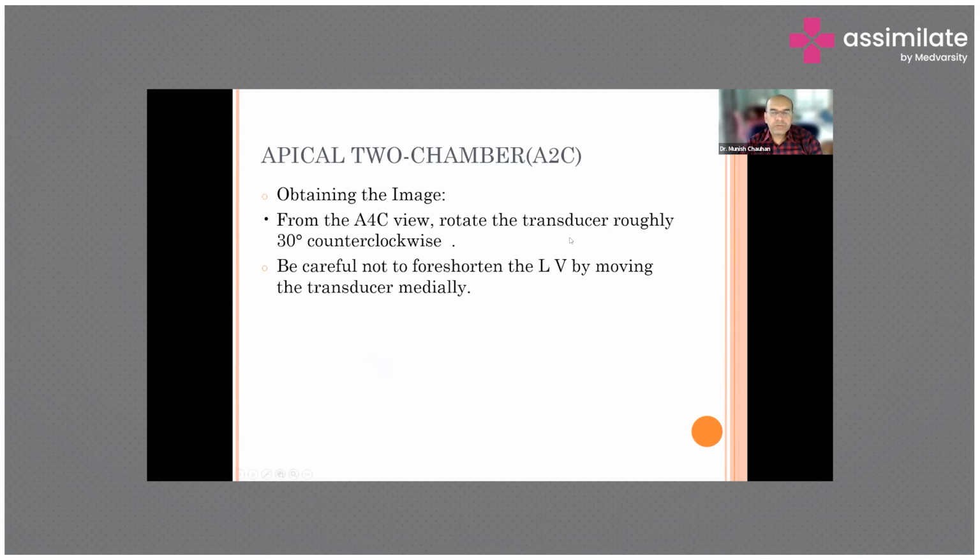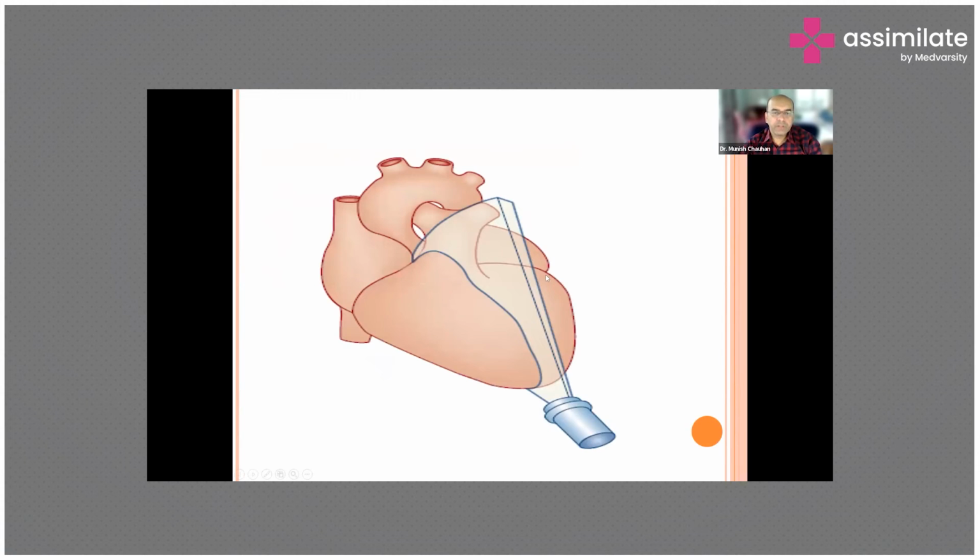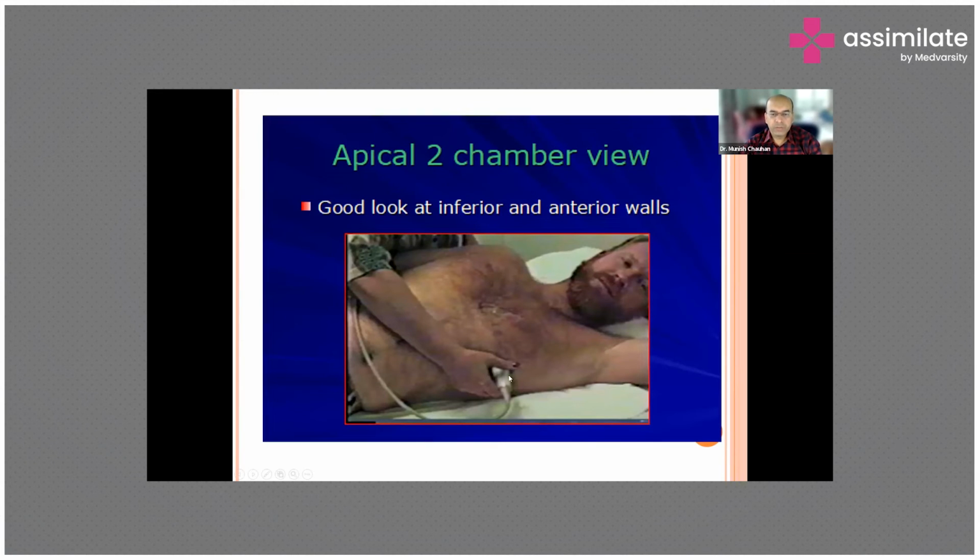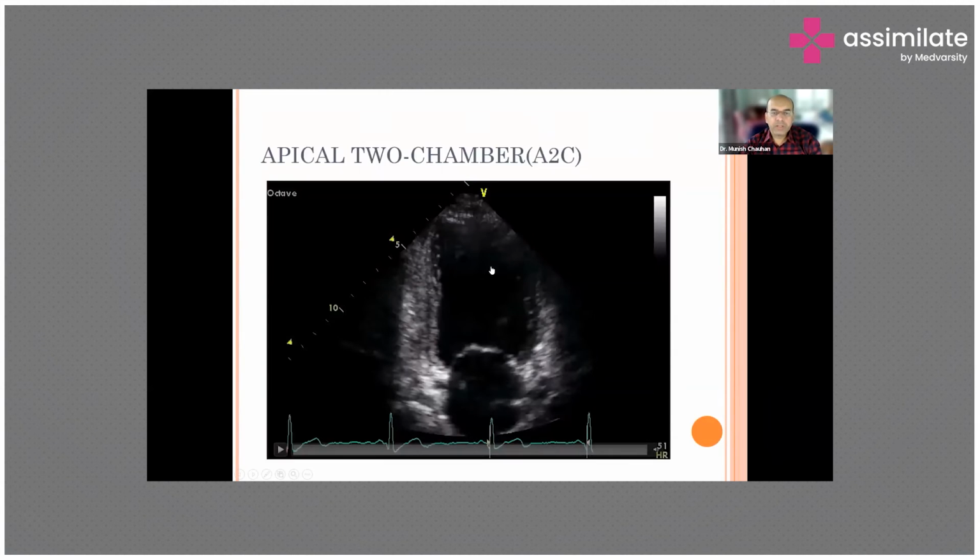Two-chamber view: same as the 4-chamber view, 30 degrees counterclockwise. So this was flattened out. Now this is the 2-chamber view. We are just cutting it across. You're turning it by 30 degrees. Get an idea of just the left atrium and the left ventricle. Get an idea of the anterior and the inferior walls.